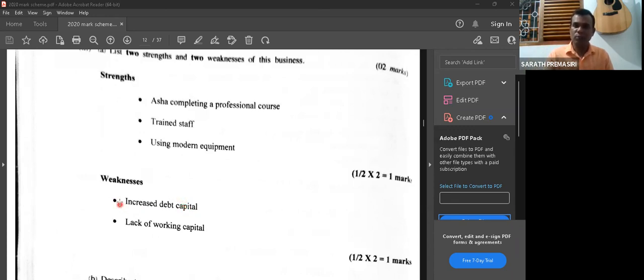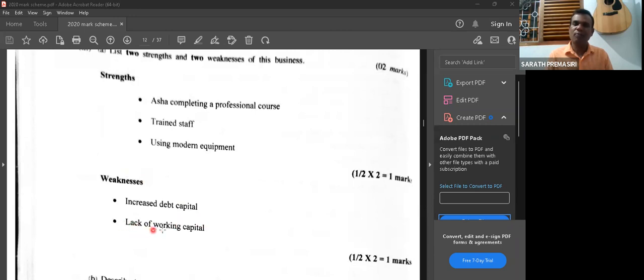She invested only 200,000 herself. She obtained a loan of 500,000. So in her business, loan capital is higher than the owner's capital. Loan capital or debt capital is higher than the owner's capital. It's a kind of weakness, a problem, an internal liquidity problem.